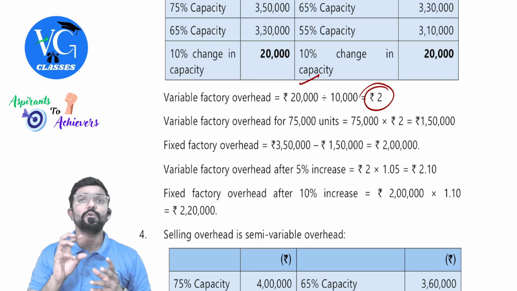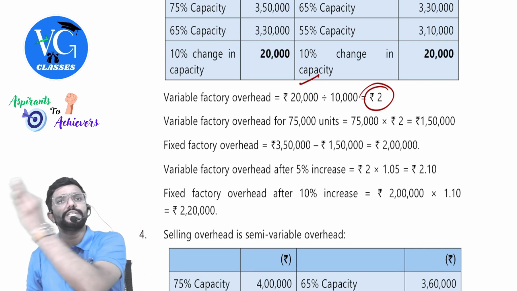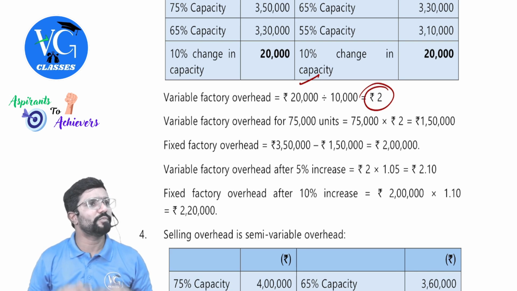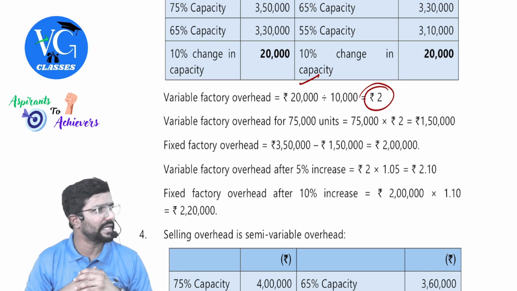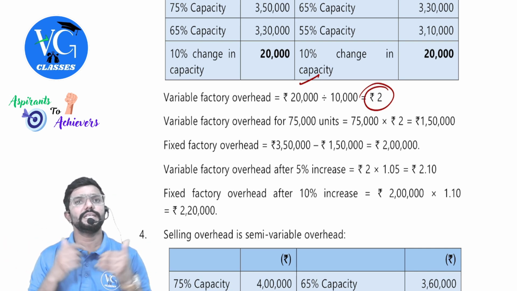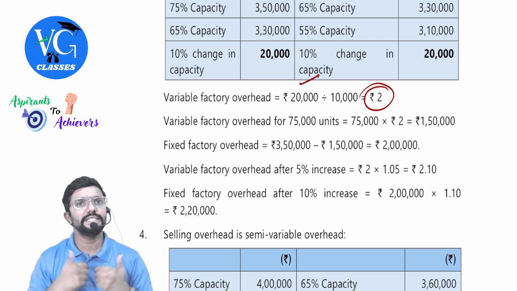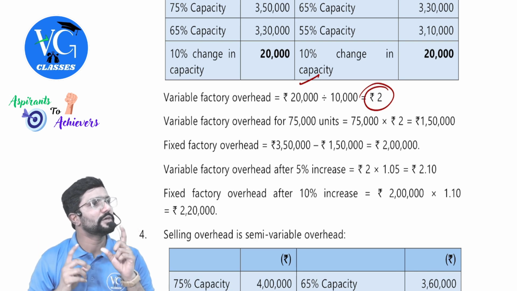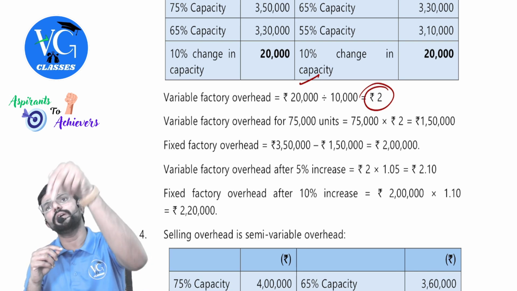When it is semi-variable, how do you find out the variable portion? Change in cost divided by change in output. We took 55 and 65 percent. Sir, can I take 75? Any two you take, you will get the same. So change in cost is 20,000, guys. Change in output is 10,000. You will get how much? 2 rupees. This is the variable cost per unit.